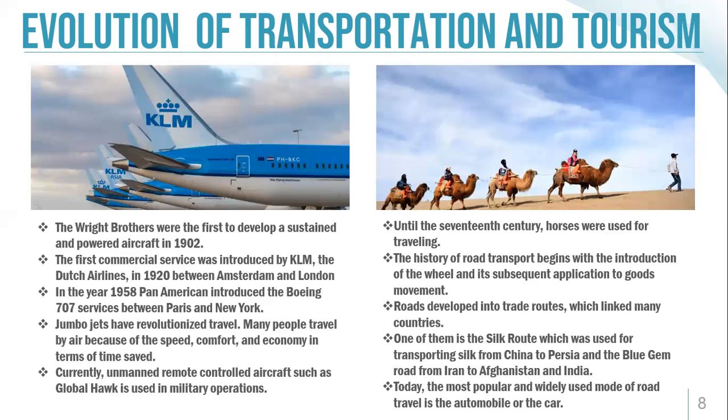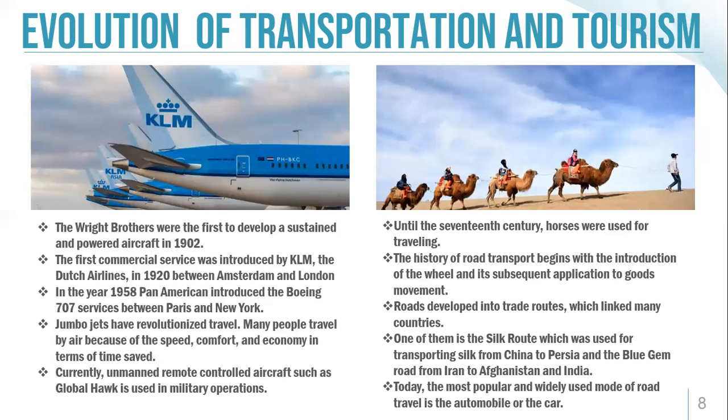So next, we talk about land transportation. Just like I said in the previous slide, animals were used to travel on land, such as horses and camels. The history of road transportation begins with the introduction of the wheel. The moment the wheel was introduced, road transportation became more advanced, and roads were developed.